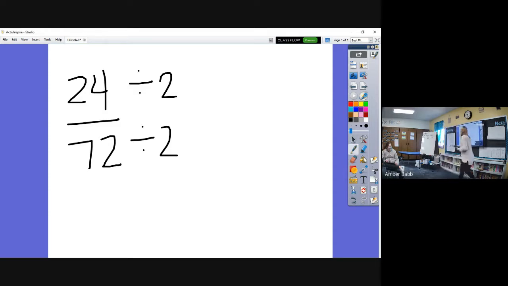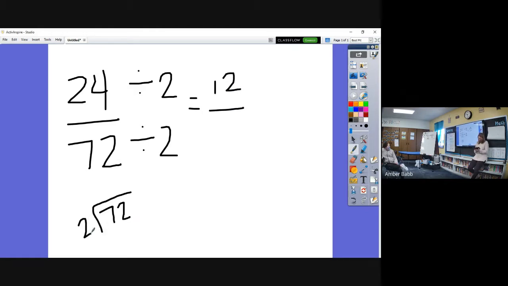All right. I don't know my big factors, so I'm going to divide by 2 because I know these are both even. If I divide 24 by 2, what do I get? 12. I don't know 72 divided by 2, so I'm going to come down here and do this. Okay, so that would be a 36. So I would get 12 over 36.